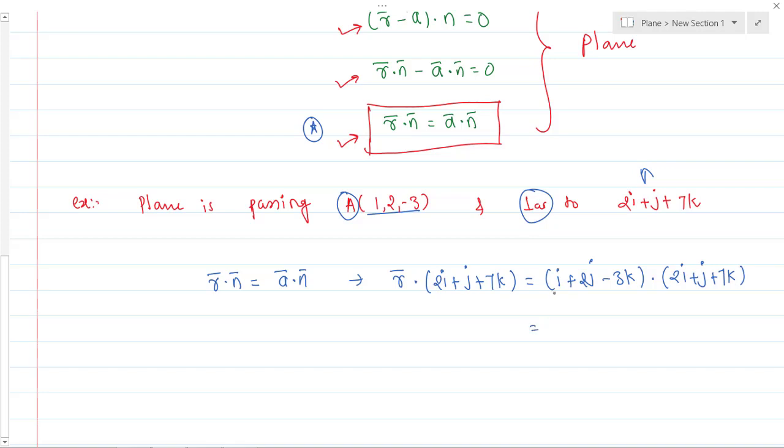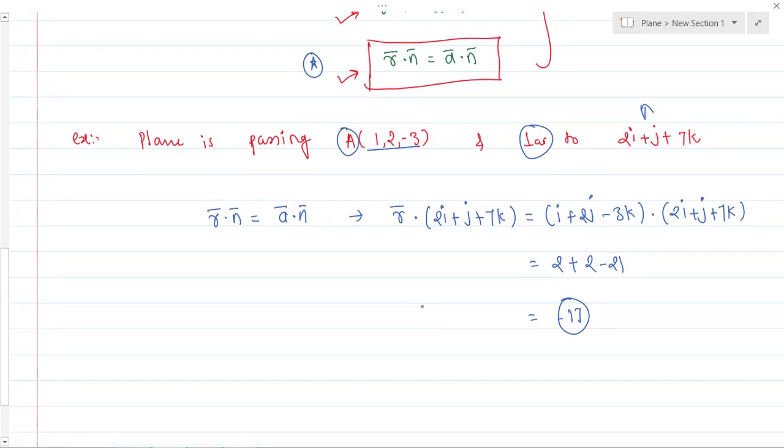Further simplifying, the dot product is: i dot i gives 2, j dot j gives 2, and k dot k gives minus 3 into 7, which is minus 21. So 2 plus 2 minus 21 is equal to minus 17. So the equation of the plane is r bar dot 2i plus j plus 7k equals minus 17. This is the required equation of the plane.